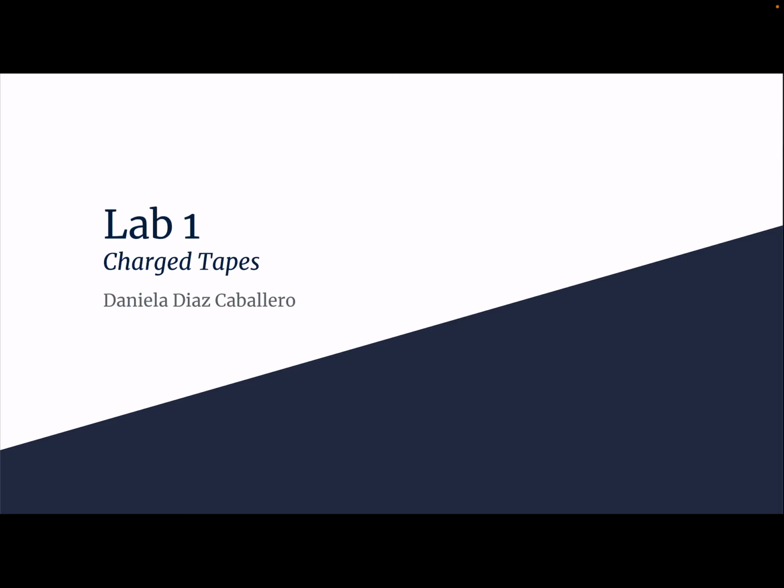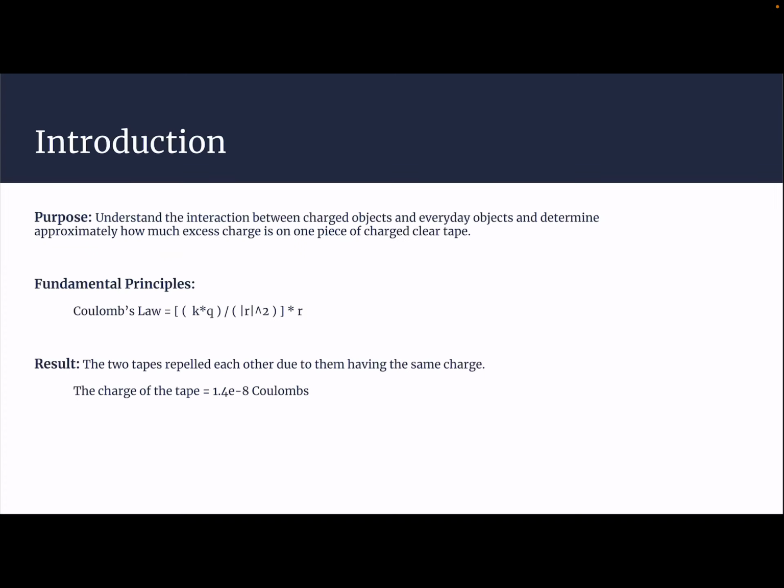From there, I will also include the data and observations from the experiment, as well as my computations. Last but not least, I will conclude by discussing theoretical questions that can be inferred by our findings of the experiment. The purpose of this experiment is to understand the interaction between charged objects and everyday objects, as well as determining approximately how much excess charge is on one piece of charged clear tape.